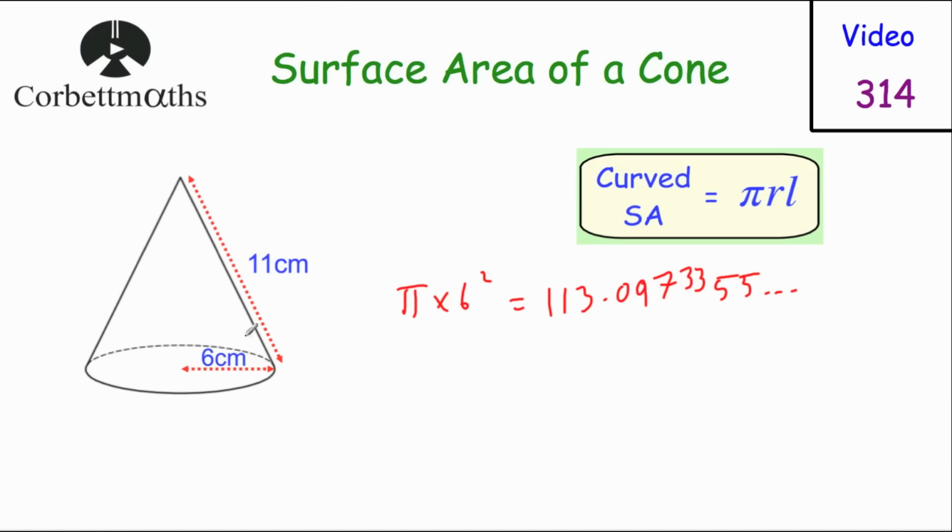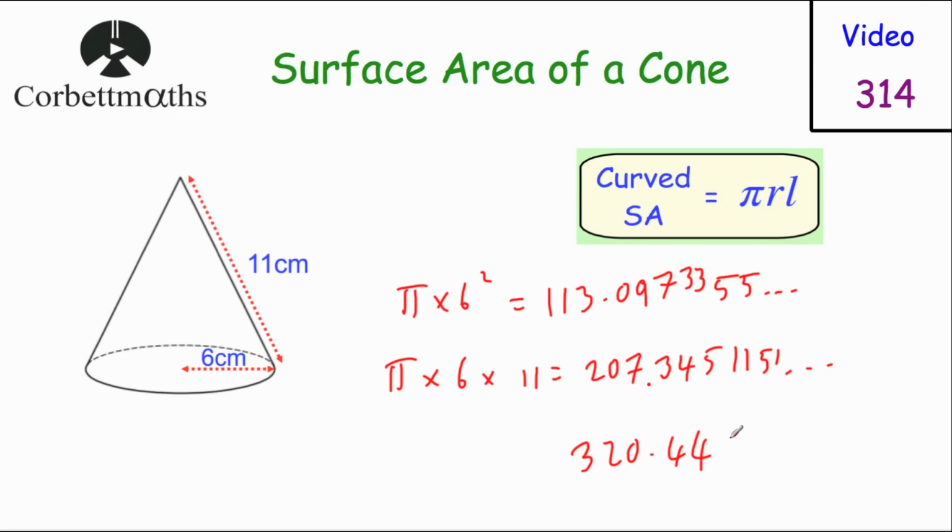And then, so that's the area of the base. Now we need to find the curved surface area. So it's going to be pi times the radius, 6, times the slant height, which is 11. And when we do that, we get that's equal to 66 pi, or 207.345151 and so on. And when we add those together, we'll find the surface area of this cone, which would be 320.44 centimeters squared to 2 decimal places, and that's it.